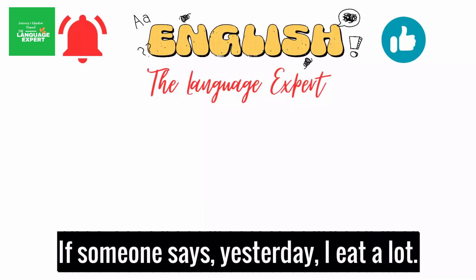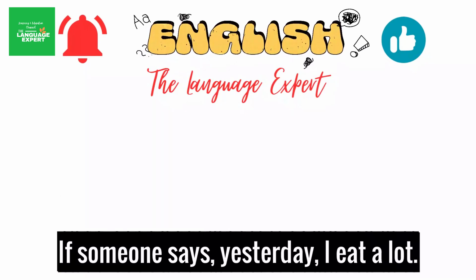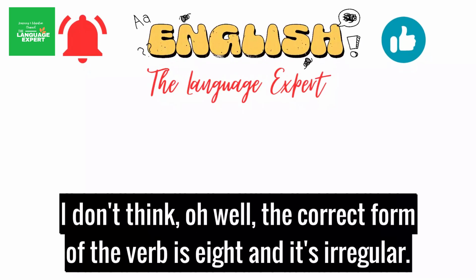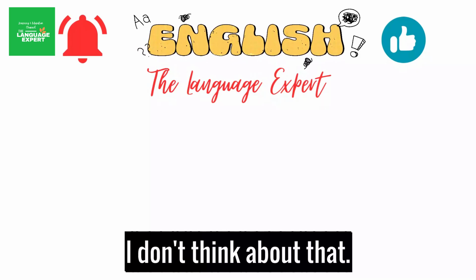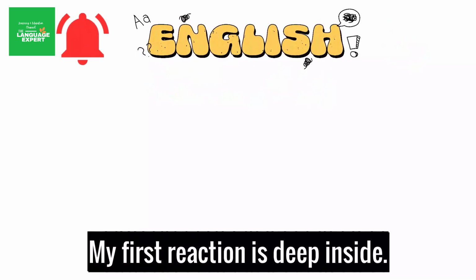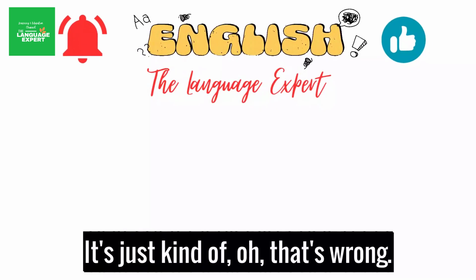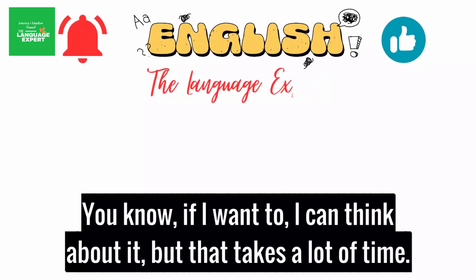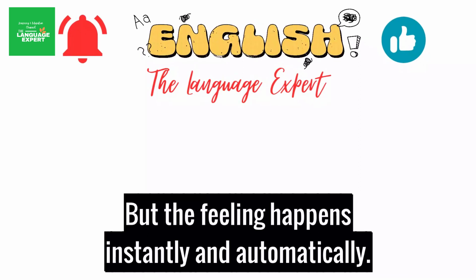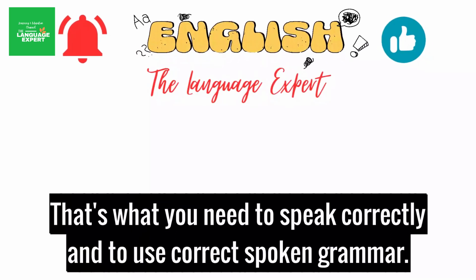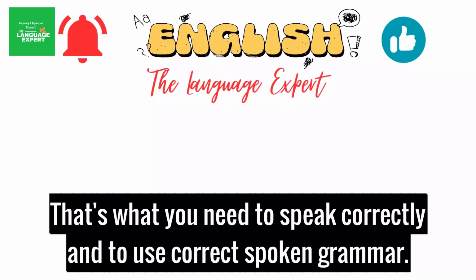If someone says, yesterday I eat a lot, I don't think, the correct form of the verb is ate and it's irregular. I don't think about that. Just as a native English speaker, it just sounds wrong. It sounds strange to me. I'm like, ugh, right? My first reaction is deep inside. It's just kind of, ugh, that's wrong. I feel it. If I want to, I can think about it, but that takes a lot of time. But the feeling happens instantly and automatically. That's what you need to speak correctly and to use correct spoken grammar.